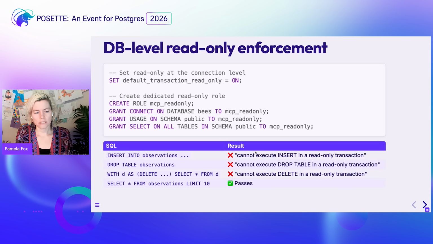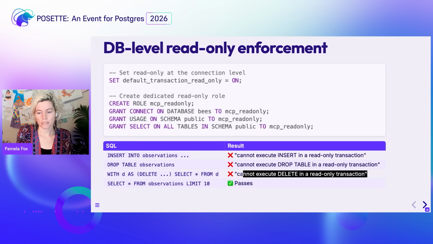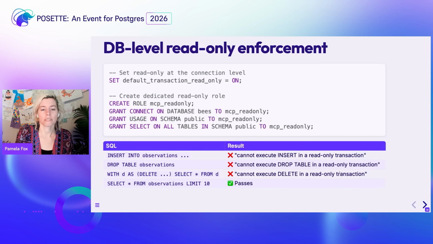So that'll block inserts, drops, deletes. It also will block this trickier thing, which wasn't blocked from our parser. This is a CTE, a common table expression, where it starts with a WITH clause and then a select from. That might have passed through the parser, but it will get blocked from this database level enforcement. And we're still letting through the selects that we want.